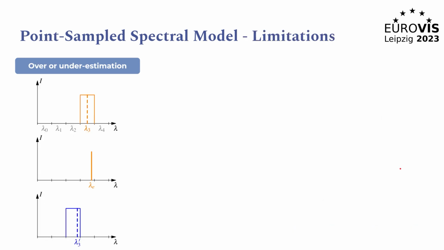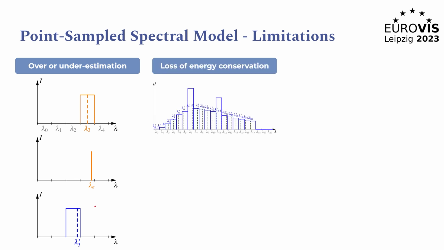However, this model has many limitations. First, it could over or underestimate the Doppler effect. If the Doppler shift fell into the same bin, it will be underestimated. And if it was shifted only slightly but fell into the next bin, it will be overestimated.